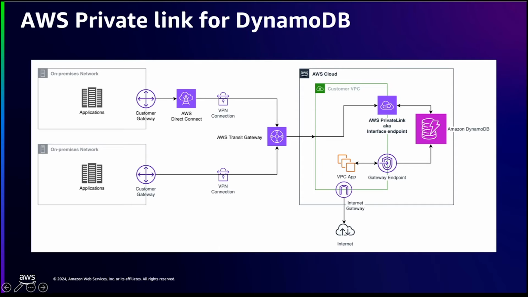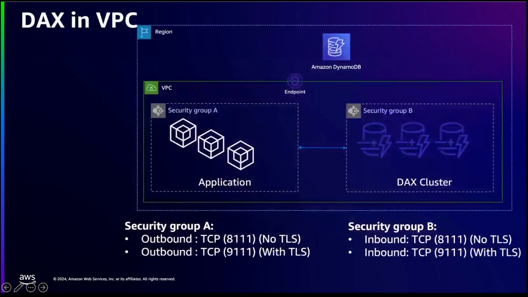DynamoDB Accelerator, DAX, is designed to run within a VPC. To make your setup secure, you should launch a cluster in a private subnet of your VPC and control access to this cluster using VPC security groups. If encryption in transit is enabled for DAX, it will listen on port 9111. If not, it will listen on port 8111. You can see from the diagram on the screen that the DAX cluster in the VPC can only be accessed from the application that has security group A.